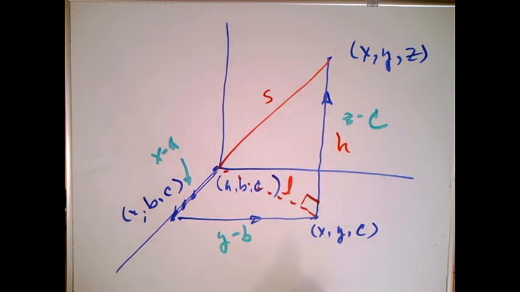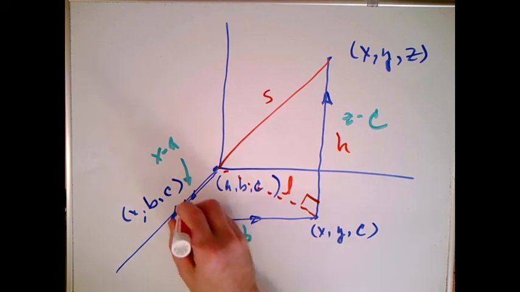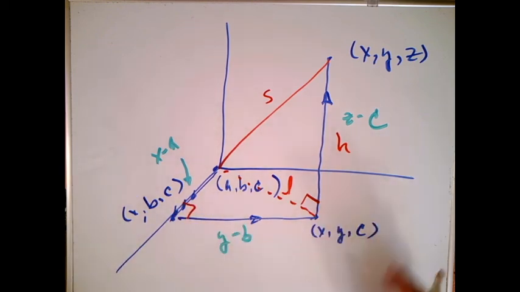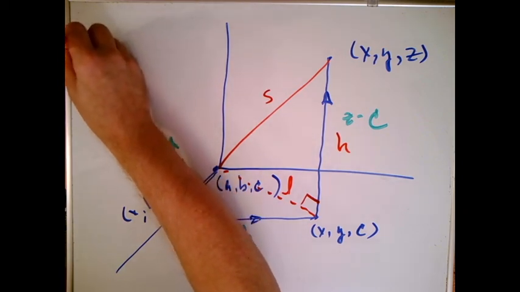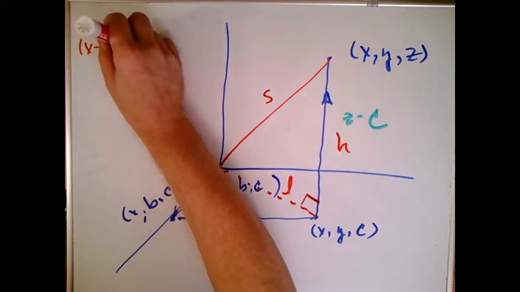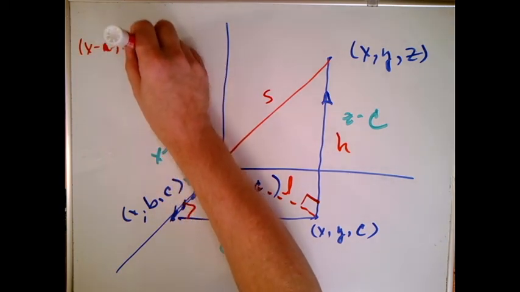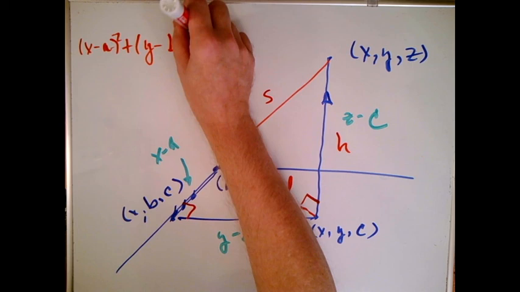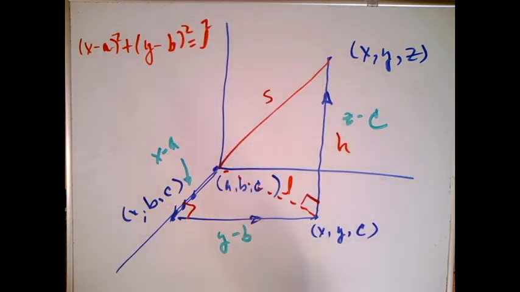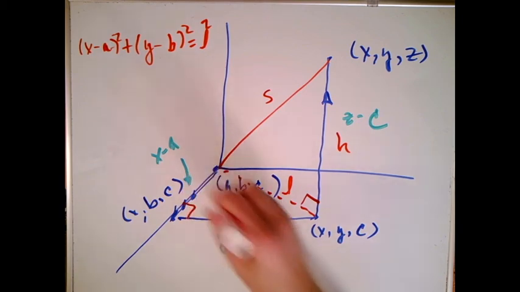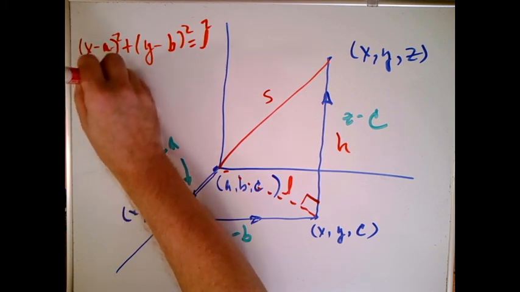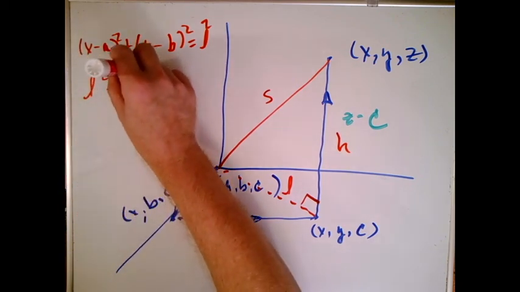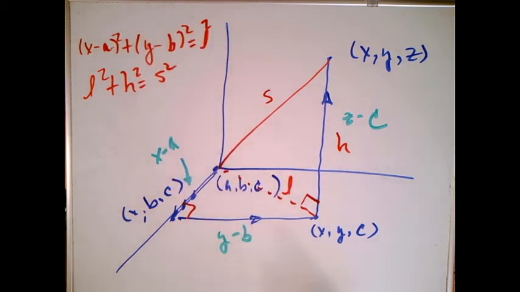Now, how am I supposed to figure out L? Well, this is a right triangle right here, just sitting in this horizontal plane. So we're going to have (x minus a) squared plus (y minus b) squared equals L squared. That's a nice thing to put first. Then we can see from this picture that L squared plus h squared equals S squared. So I'm going to write L squared plus h squared equals S squared like that.